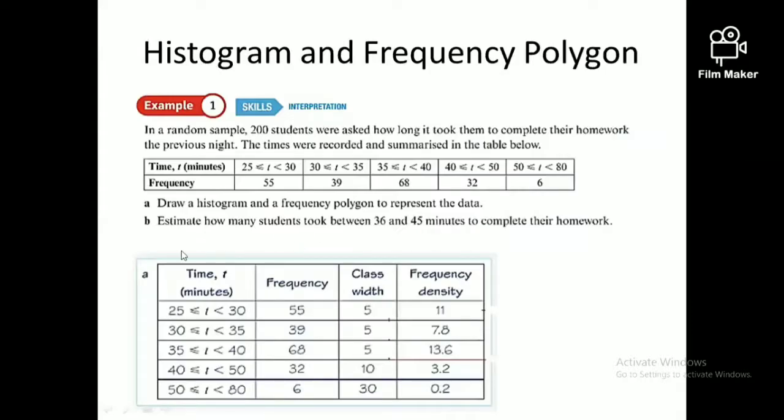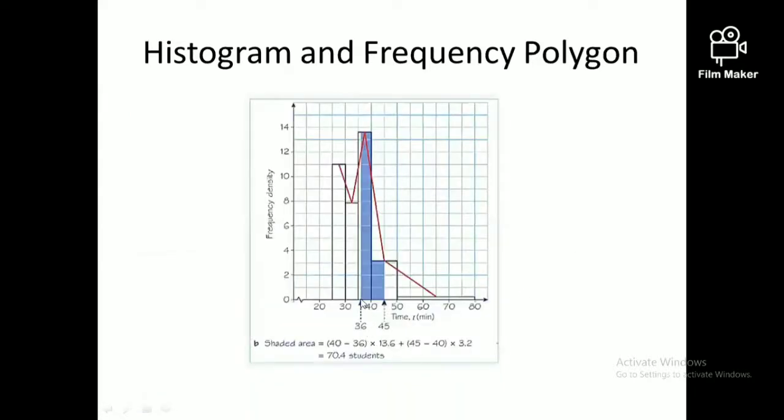Okay. Then the next question is they are asking to estimate how many students took between 36 to 45 minutes to complete their work. Let's go to the diagram. That is 36 to 45. That means if you want to find the number of people in this category, you need to find the area of this polygon, the shaded area over here. You can find the shaded area over here plus the area over here to get the total number, right?